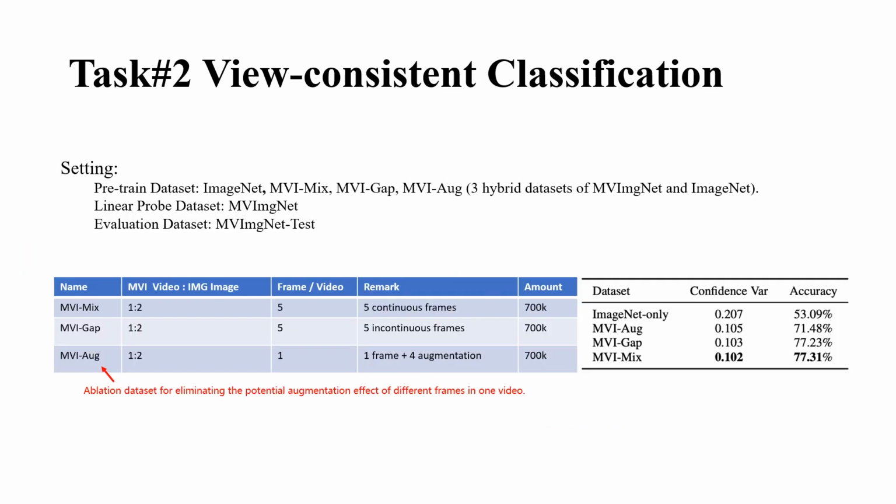In addition to ImageNet, we build a new training set called MVImix. By mixing the original ImageNet data with MVImgNet, we also build another two artificial training sets, namely MVIGAP and MVIAugust, that only differ from MVImix in image views. We compare the variance of the softmax confidence and the accuracy on MVImgNet test set for examining the view consistency. As illustrated in the table, adding our MVImgNet data for training can effectively improve the model's view consistency and accuracy. We further provide some visual results in the following.